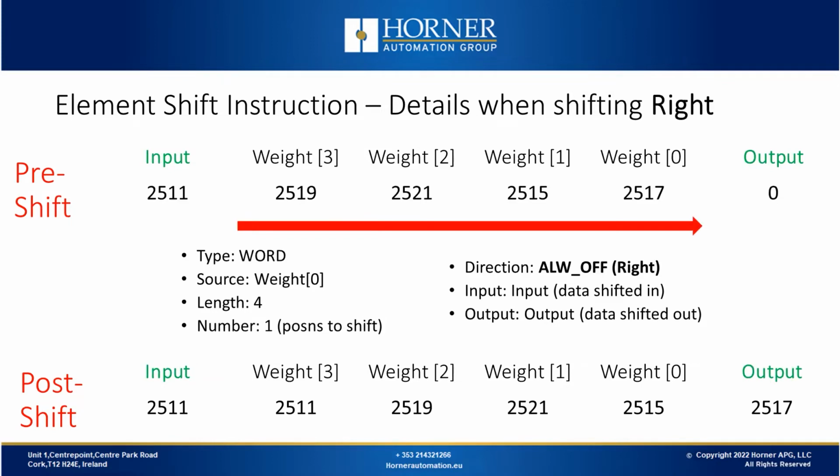Now let's look at what happens when we shift right. So I've drawn the input variable and the output variable on opposite sides. The input variable is now copied to the last position, or the leftmost position in the shift register, and the value in the rightmost position is shifted out and is copied to the output register. At the bottom you can see what things look like after the shift.